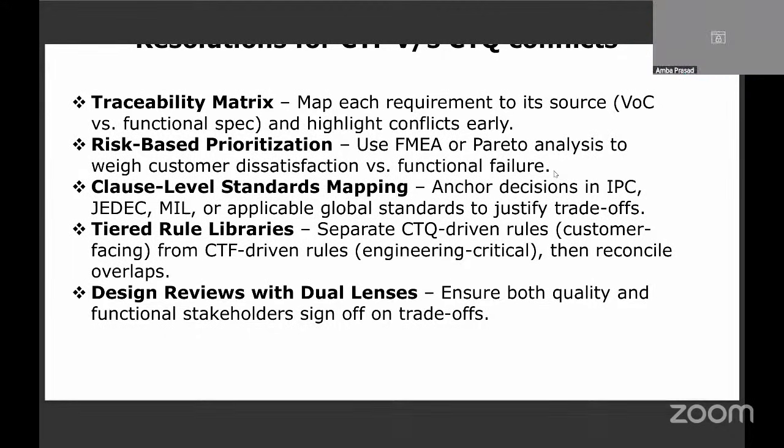Design reviews with dual lenses. So the designer should know manufacturing, and the manufacturer also should know a little bit of design. So ensure both quality and functional stakeholders sign off. That's it. Now, this is just the beginning. And we see when we get into breakout region and differential trace configuration and stack up, more things will unravel. So that's how it is.